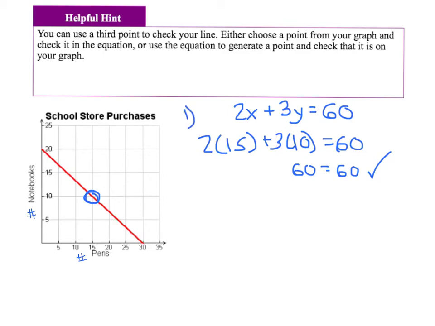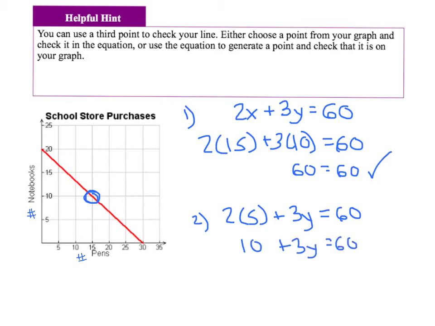Second way, as stated in the hint, is to generate a point from your equation. So let's say I want to use 5 for x. If I use 5 for x and I wanted to know what point would go along with 5, I would have to solve for y. So here I have 10 plus 3y is equal to 60. And if I solve for y, I'm going to have 3y equals 50. And y would approximately be equal to, what is that? 17. And so here I just generated an ordered pair.